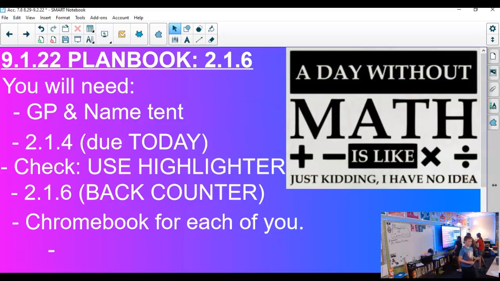Sorry, I was going to check my folders and make sure that nobody turned one in. 216 is back here because the front was getting too crowded. So if you didn't get it, maybe ask your teammates to grab you one.